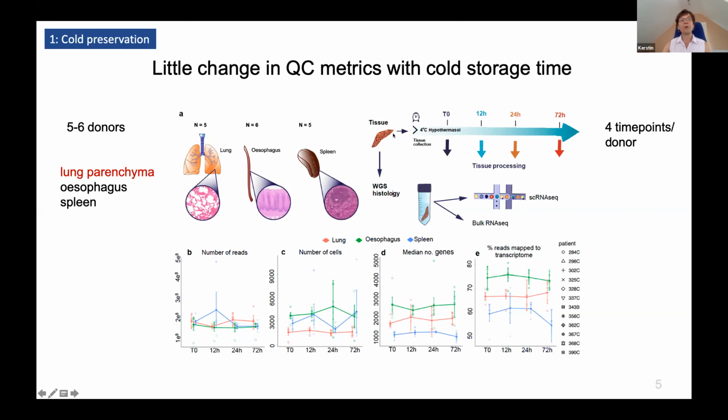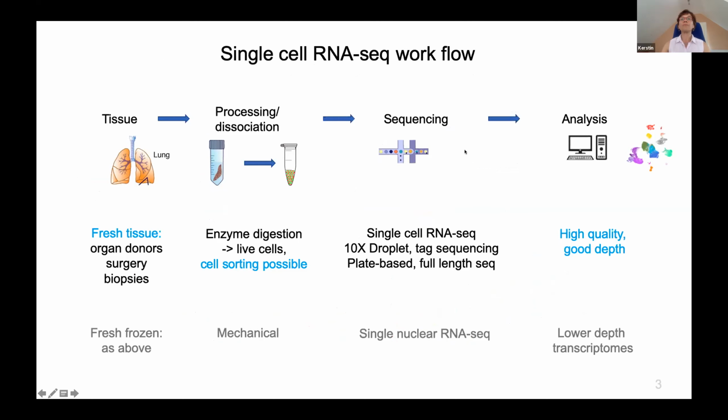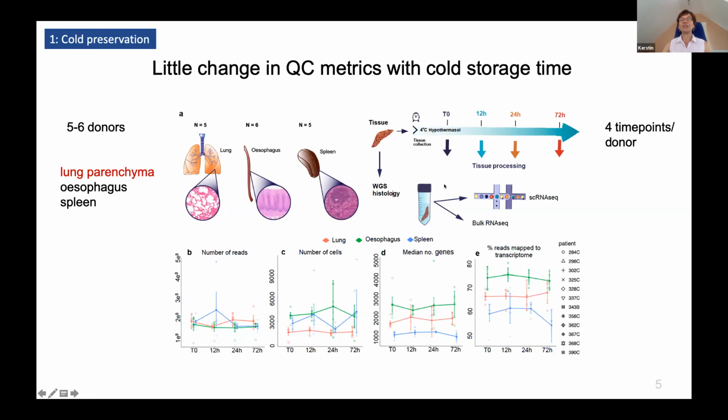I should point out that our tissue, as I've said, mostly comes from organ donation programs. So the tissue is actually perfused with cold preservation solution prior to being dissected out. So we basically have 4 time points for each donor and then carry out the single-cell RNA sequencing.